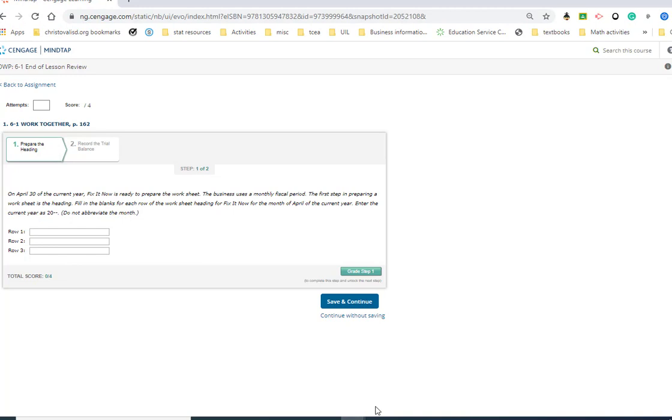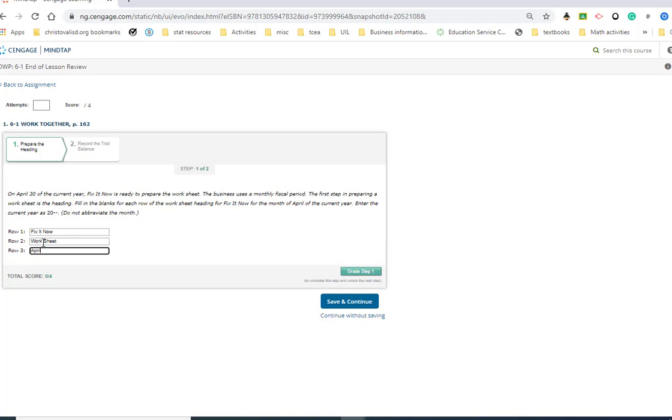So to start off with, we are working for Fix It Now, and so we need to put that as the name of our company. And then the next thing that we're going to record, we're doing the worksheet. So worksheet is the name of the page that we're doing. And the last one is your date. And it says for April, and it says not to abbreviate the date.